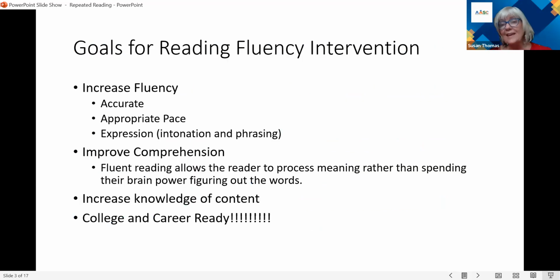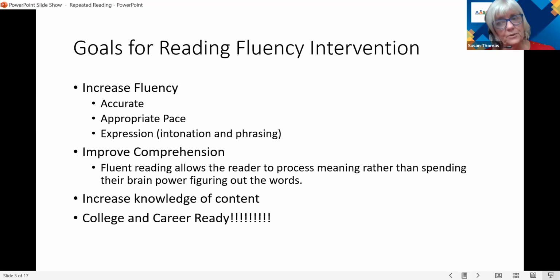When we start thinking about repeated readings, we're really thinking about fluency. Fluency is one of the 5 big ideas of reading. It's one of the pieces that weaves together to make a successful reader. The goal of a reading fluency intervention is, first of all, to increase the child's fluency so that they are accurate and reading without errors. They have an appropriate pace. I've seen some kids think they're supposed to be speed reading, and you can't even understand them, and they have no clue what they've read.